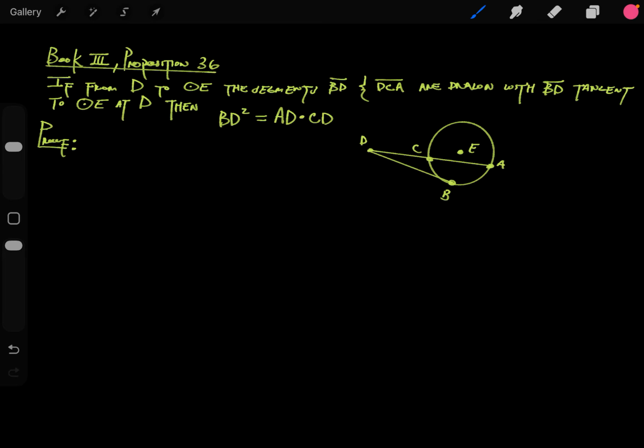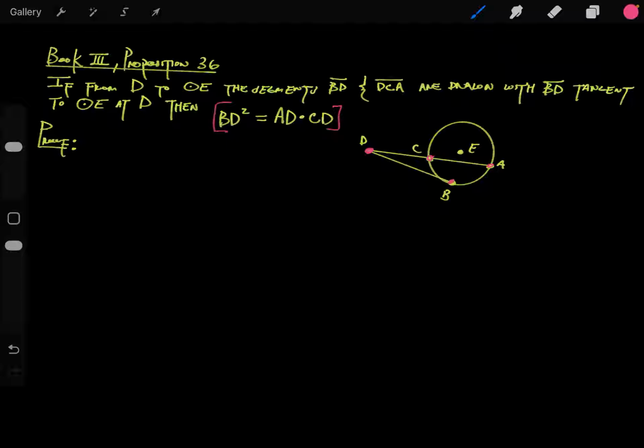Okay, so now what we're gonna do is we're gonna prove that if we've got these segments drawn from this point, one segment goes through the 2 points, and then the other segment is tangent, then you know that essentially the square on BD is equal to the rectangle on AD and CD.